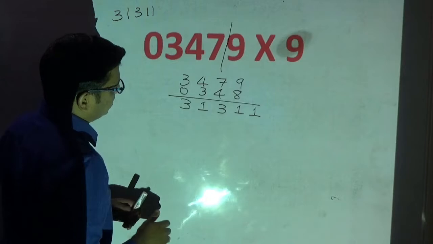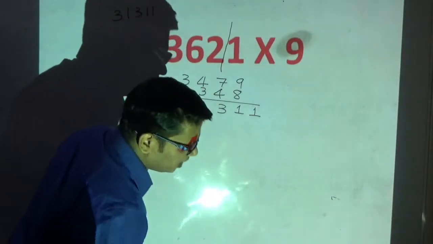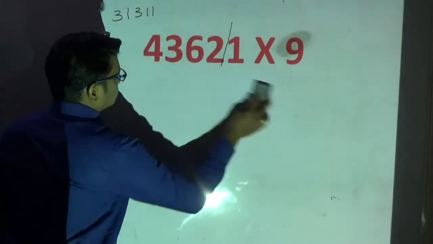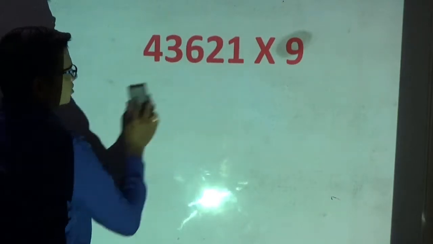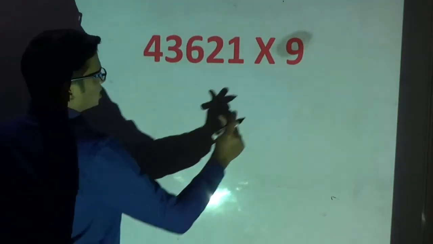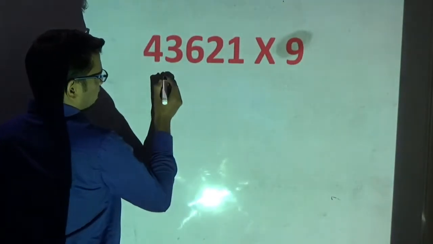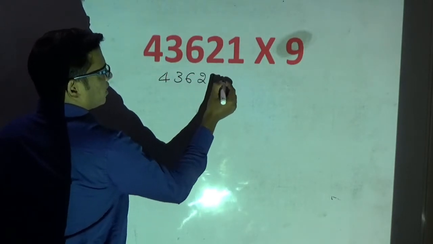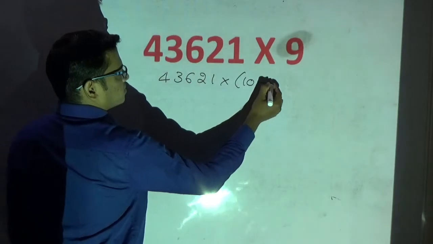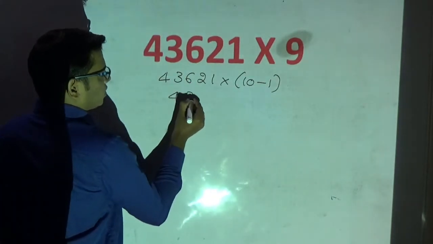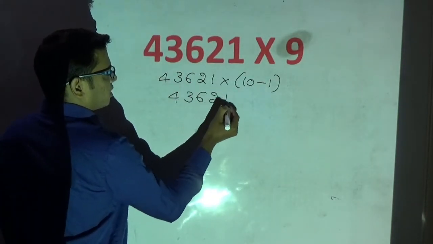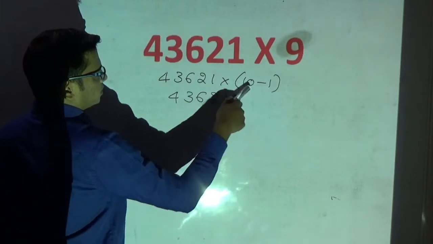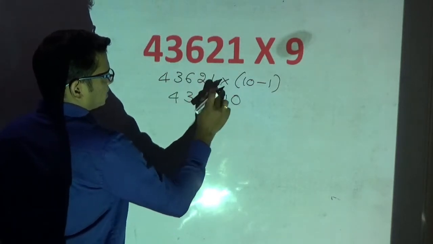You can understand better. Now I will take one more example. I am multiplying this by 9. I will apply my first method. What is my first method? 10 minus 1. That also you can apply. 3621 into 10 minus 1. This is 43621 into 10, that I have done. Then I have to subtract this.